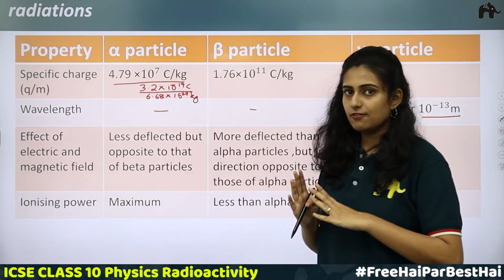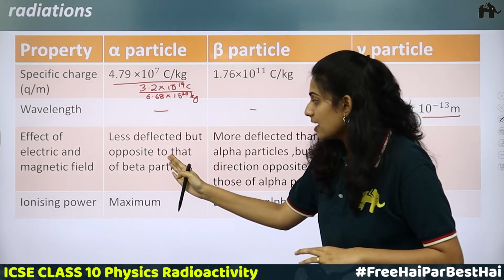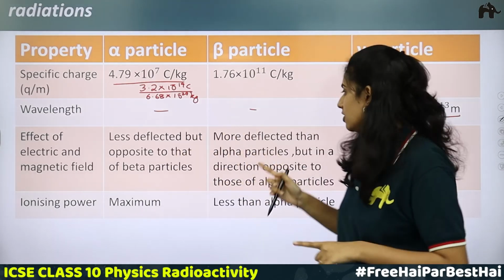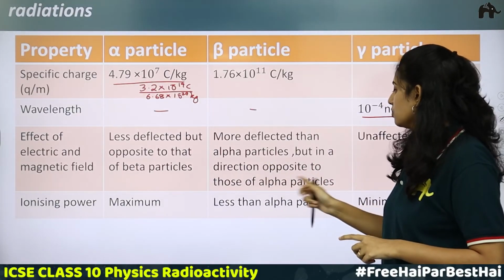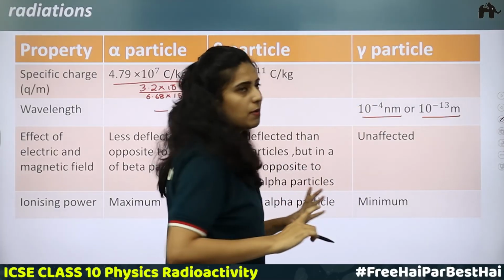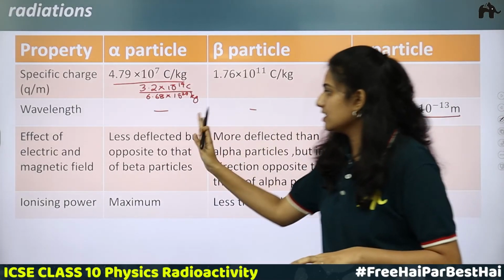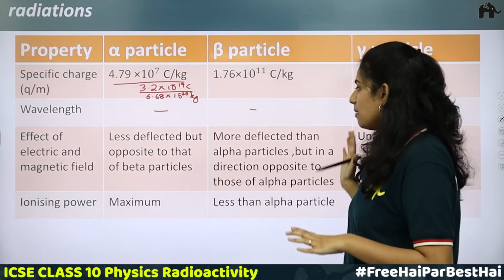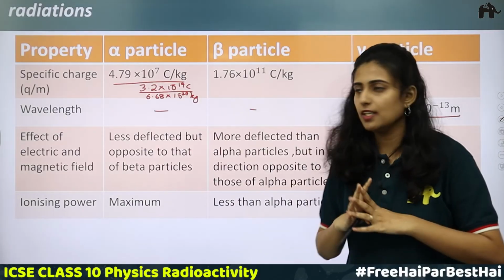When there is a magnetic field, if beta particle is to the right, then the alpha particles will be towards the left. Okay, beta is more deflected than alpha particle, but in a direction opposite to those of alpha particle. Same point, okay, just as you have said. What about gamma particles? There is no deflection. They are unaffected. Whether there is an electric field or magnetic field, gamma radiation will be going in the same direction in which they are moving, because they are also electromagnetic radiations.